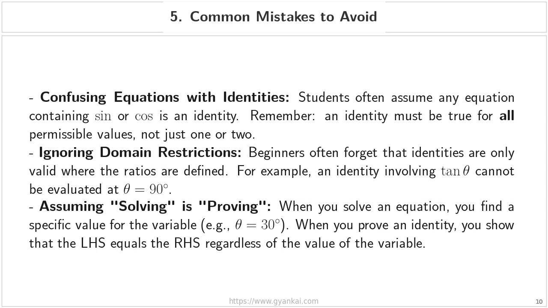Finally, a very important distinction to make is the difference between solving and proving. When you are solving a standard equation, your goal is to find a specific value for the variable, such as theta equals 30 degrees. But when you are proving an identity, your objective is entirely different. You aren't looking for a single answer. Instead, you are demonstrating through mathematical steps that the left-hand side is mathematically equivalent to the right-hand side, regardless of what value the variable takes.